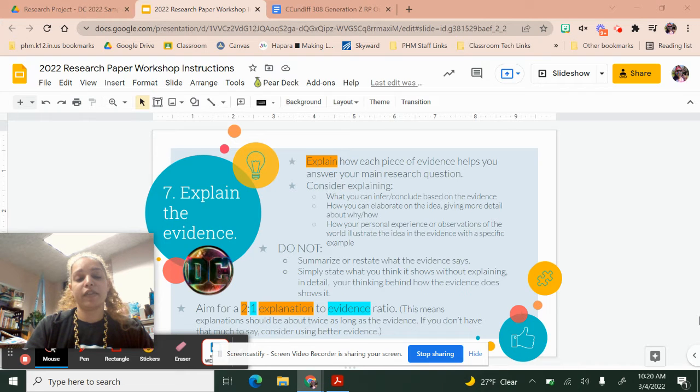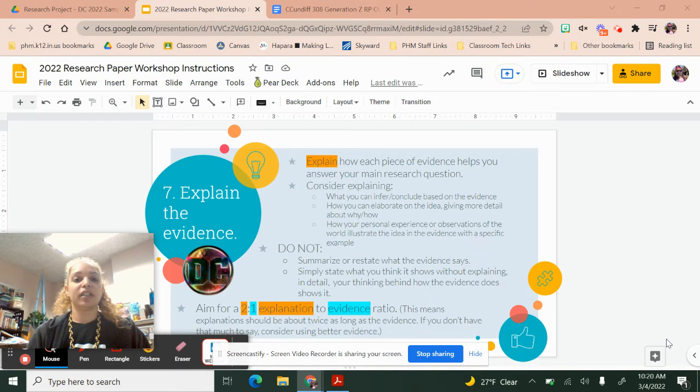Now that you've added all your evidence, it's time to start explaining it. What you're explaining is how each piece of evidence helps you to answer your main research question. There are lots of different sentence starters to get you started in the packet that you were given, but also you can Google sentence starters for explaining evidence, and it'll show you a bunch if you didn't already happen upon them when you were searching for the lead end stems or sentence starters.